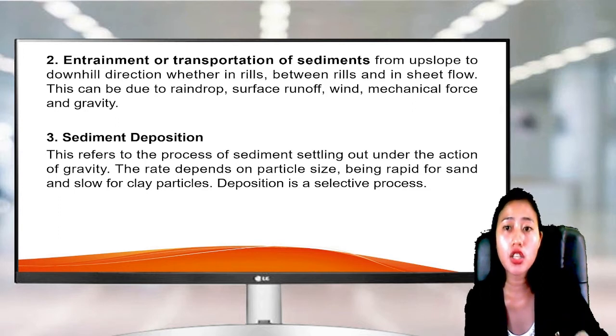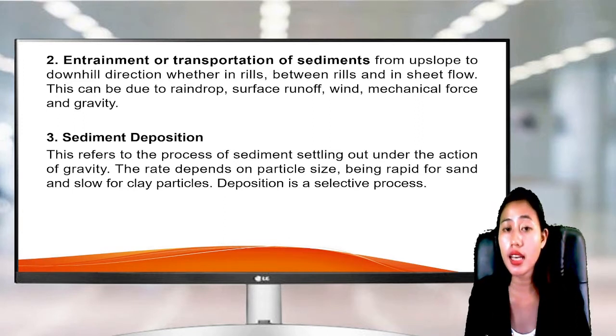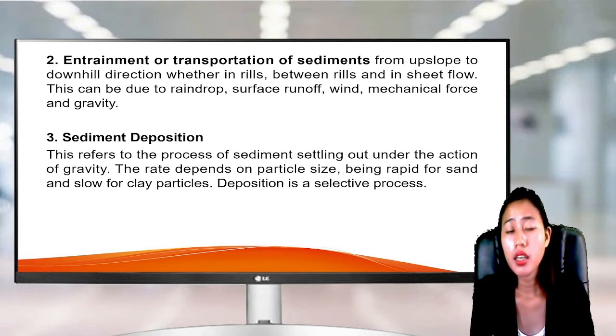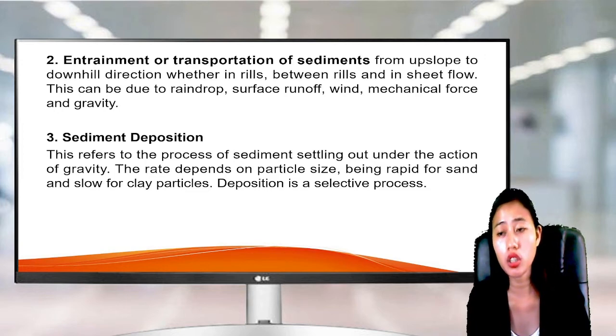Sediment deposition refers to the process of sediment settling out under the action of gravity. The rate depends on particle size, being rapid for sand and slow for clay particles. So if it is a sandy soil, the sediment that can be eroded is high, unlike clayey soils, where erosion is slow. So, deposition is a selective process.